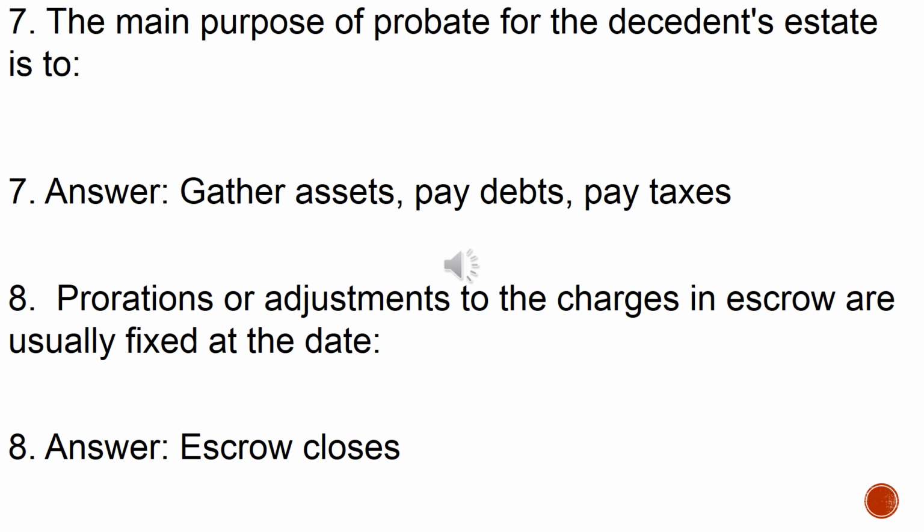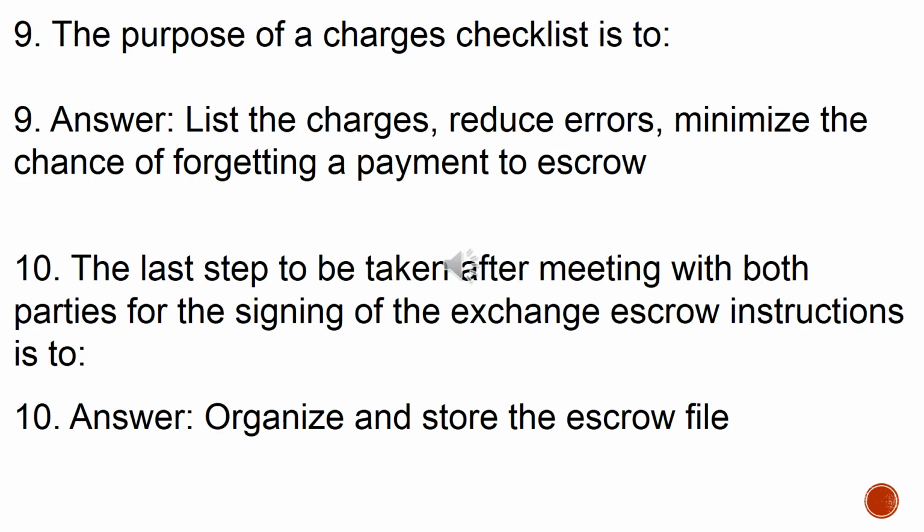Question number 7. The main purpose of probate for the decedent's estate is to, answer, gather assets, pay debts, pay taxes. Question number 8. Prorations or adjustments to the charges in escrow are usually fixed at the date, answer, escrow closes. Question number 9. The purpose of a charges checklist is to, answer, list the charges, reduce errors, minimize the chance of forgetting a payment to escrow.